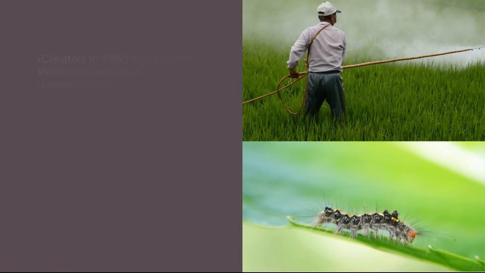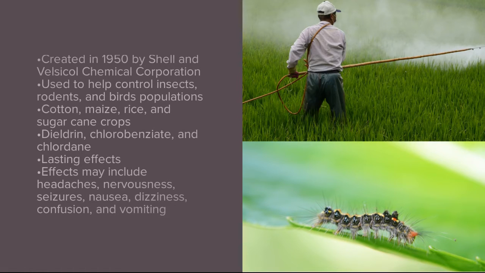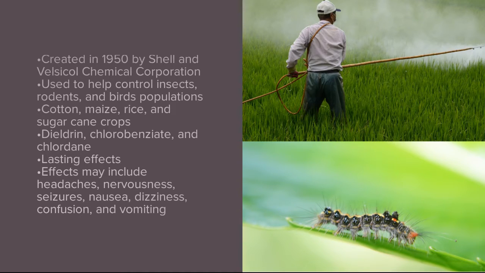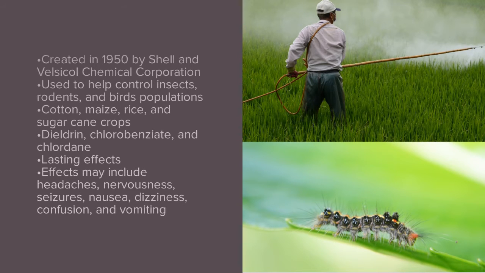Endrin is a solid, white, almost odorless substance that was first created in 1950 by Shell. It is classified as an organochlorine pesticide used mostly on cotton, maize, rice, and sugarcane crops to kill insects, rodents, and birds. Some other molecules that perform the same function are Endrin, chlorobenzate, and chlordane. In some soils, it can last up to 12 years, affecting non-target species such as fish.